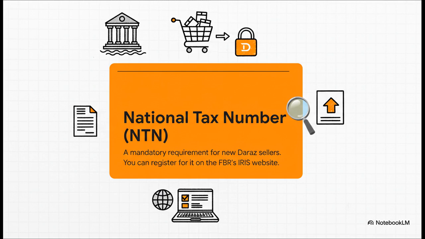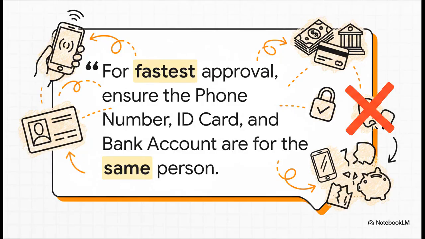So if you don't have one yet, you've got to head over to the FBR's website and get registered before you start this process. Okay, lean in for this one because this is where so many people get stuck. For the quickest, smoothest approval possible, you have to make sure the phone number, the ID card, and the bank account are all registered under the exact same name. Any mix-up here is like the #1 reason for rejections and super long delays.